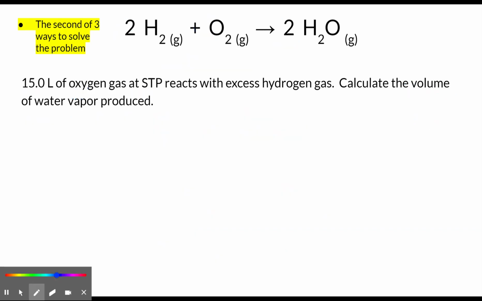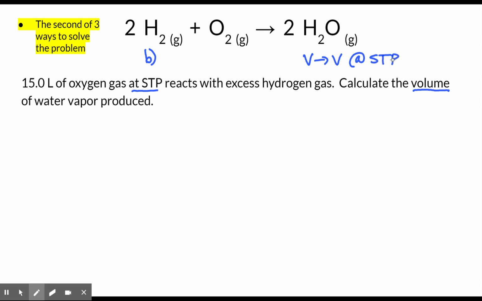Here is the second of 3 ways to solve this problem, and this is shortcut B. It's the same problem, 15 liters of oxygen gas at STP, still remaining at STP. We need to calculate the volume of water vapor produced. This is a volume to volume problem at STP. So we can work with volumes as if they were moles.